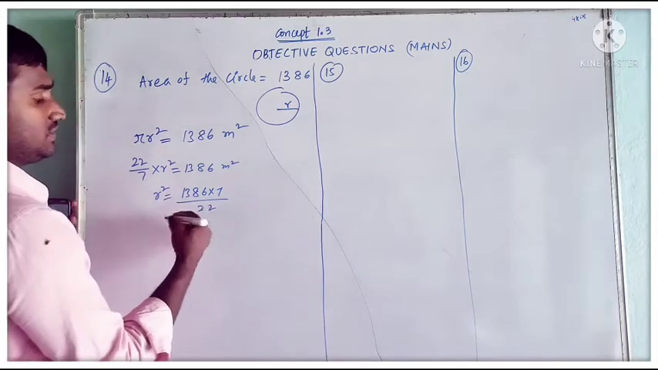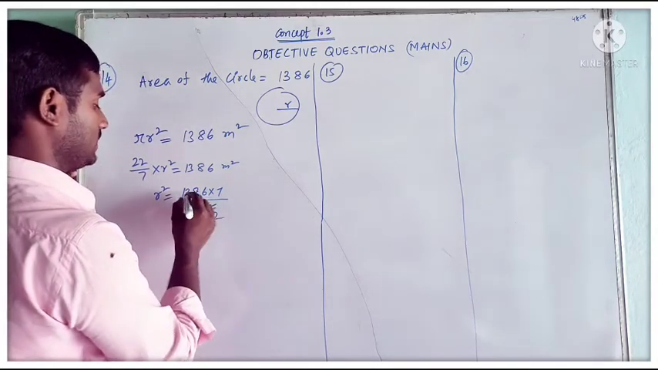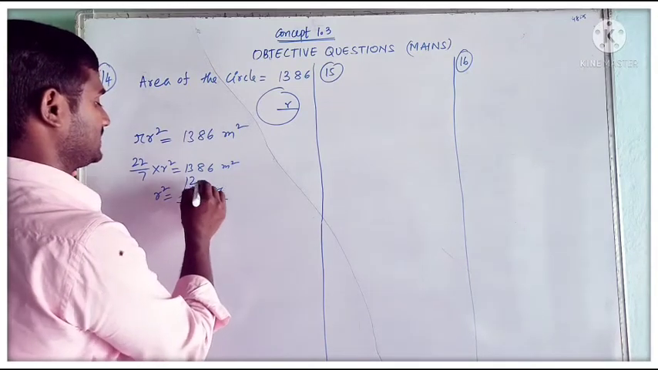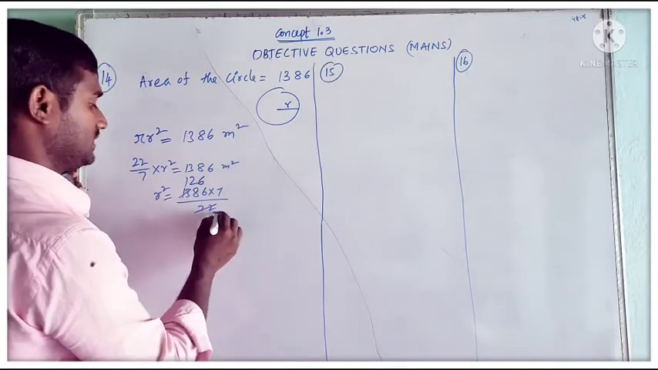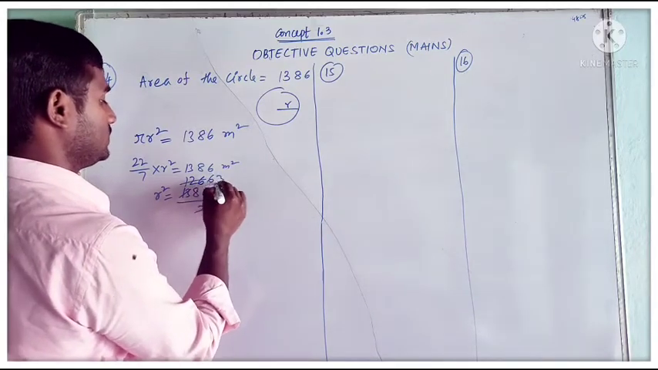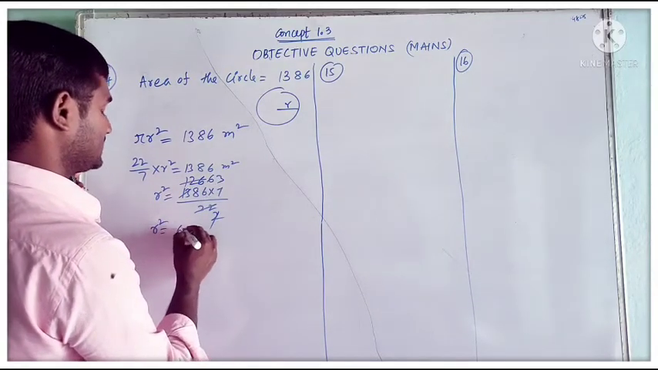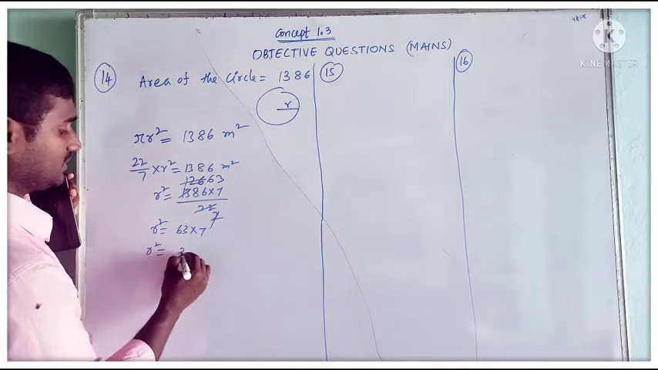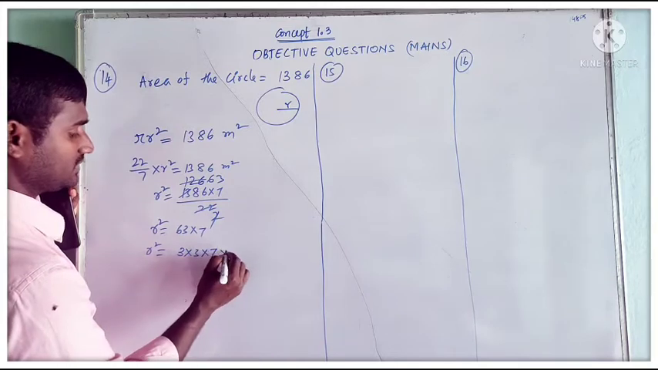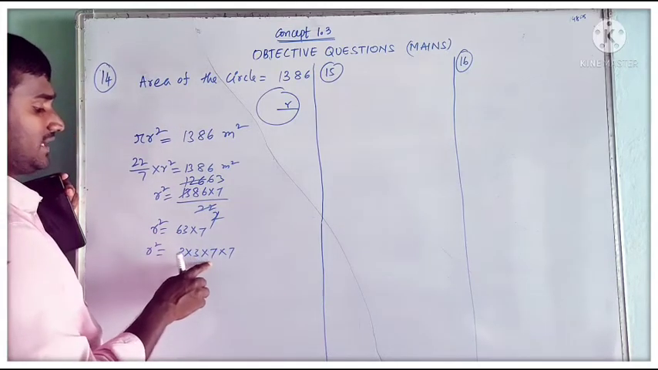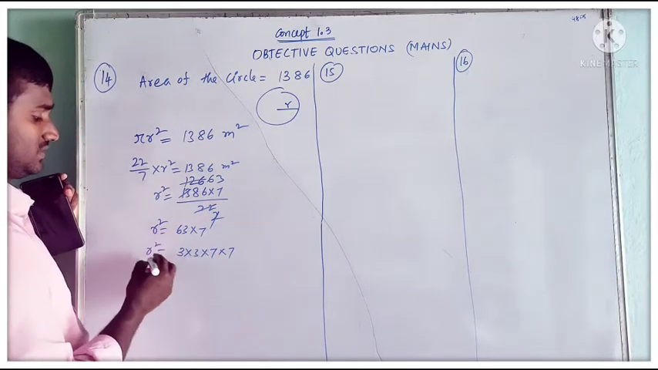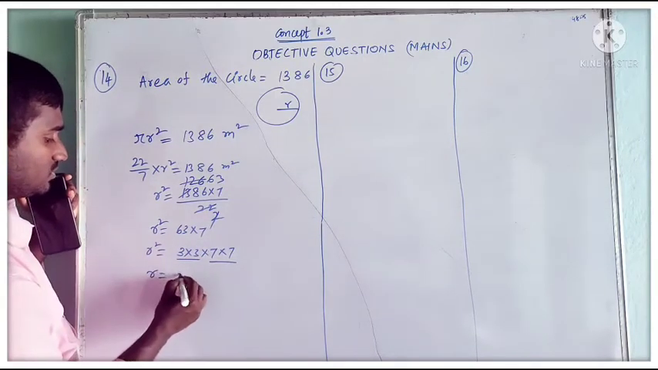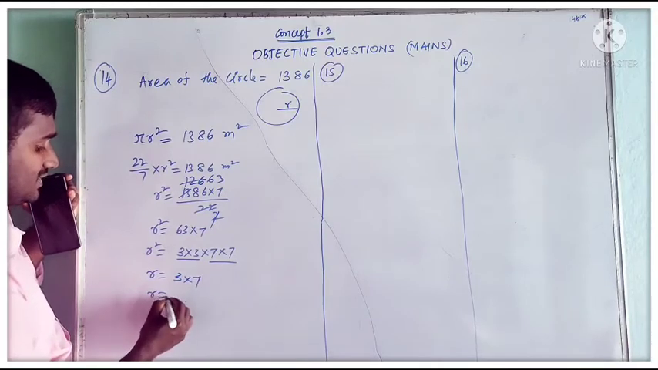So 11, you can cancel in the 11 table. 11 2s are 22, 11 6s are 66. Next again 2 table, 2 3s are 6. So r square equals 63 into 7. So for 63, I am writing the prime factorization, 3 into 3 into 7 into 7. 3 3s are 9, 9 7s are 63, into 7 as this. So r square is equal to, we write every pair we have. Then r is equal to 3 into 7, so r is equal to 21.